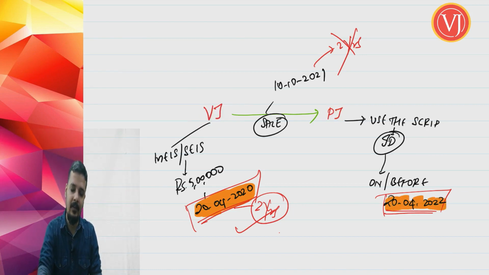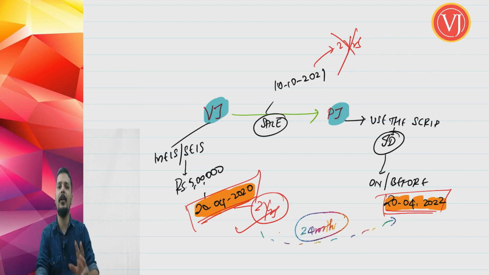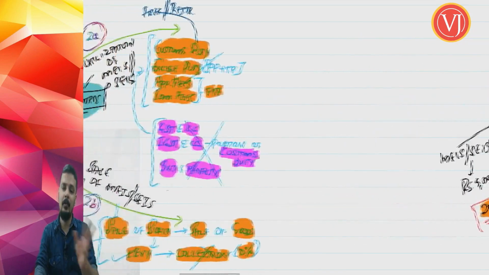Though the usage is not by VJ but by PJ, it should be within 24 months. So these 24 months, or 2 years, start from the date of issuance of script and never from the date of sale of script, though it is used by the other person. So that, friends, you have to understand.